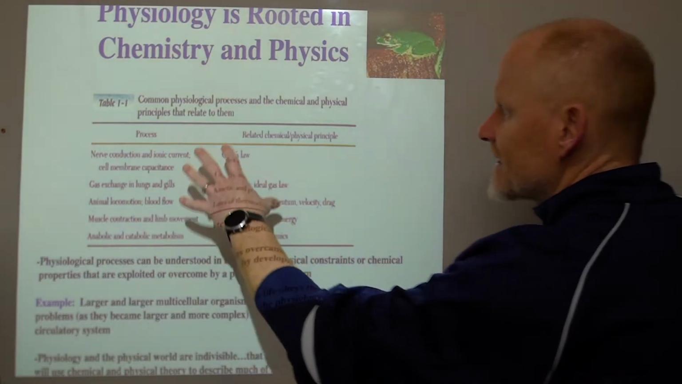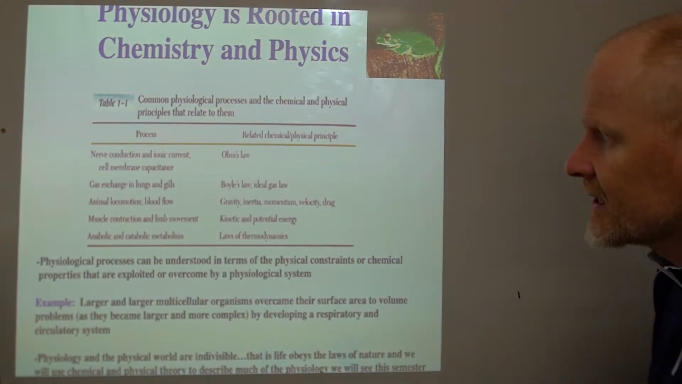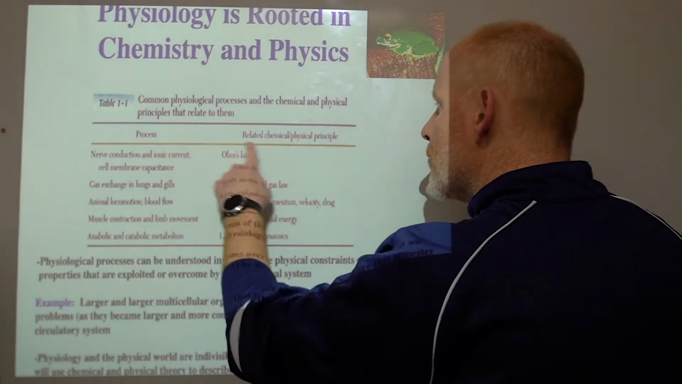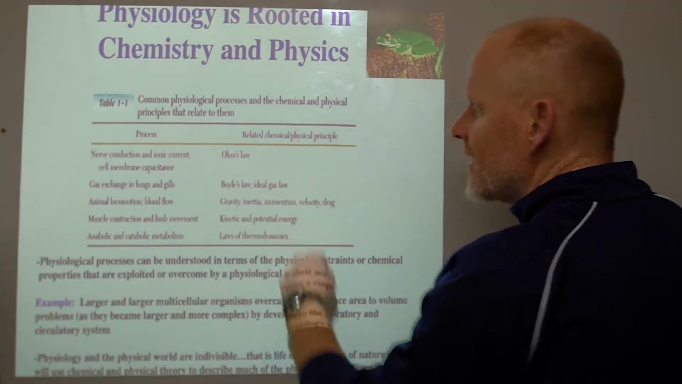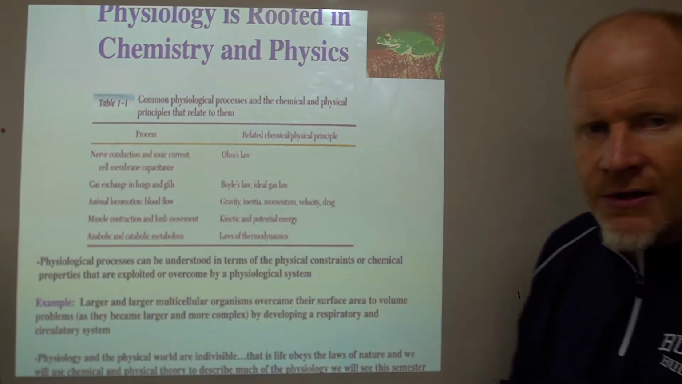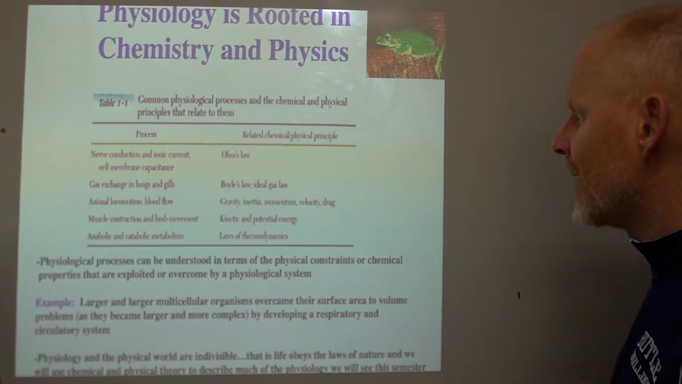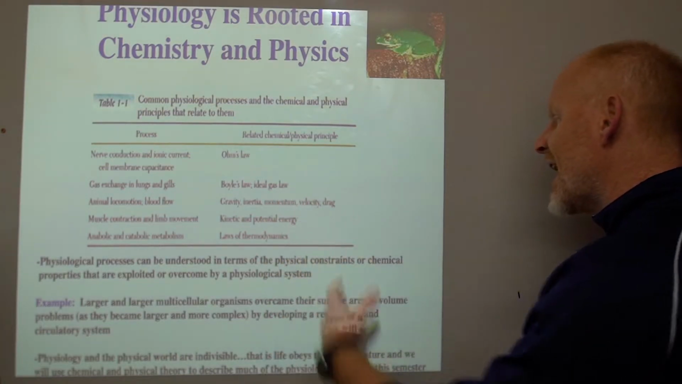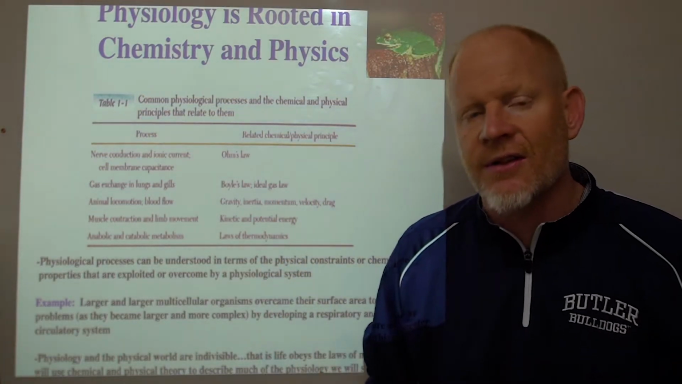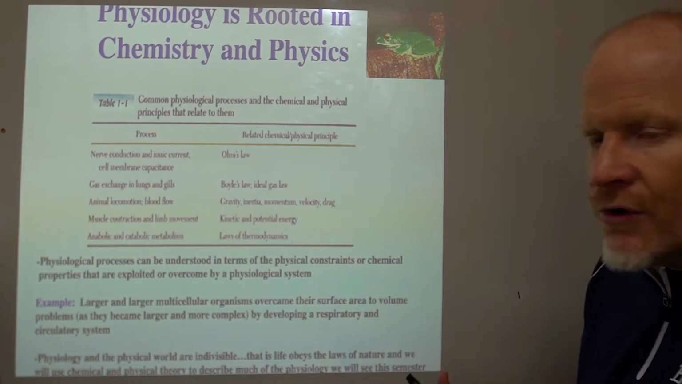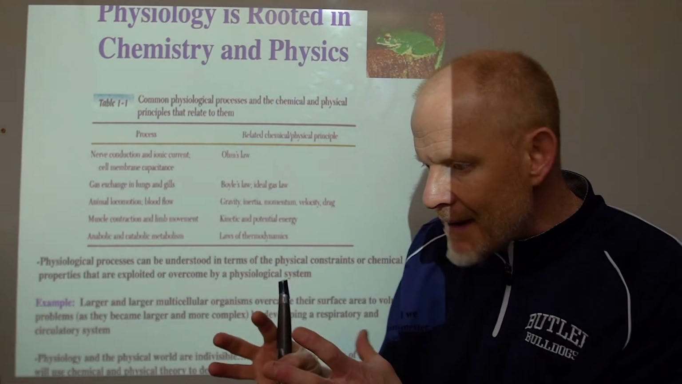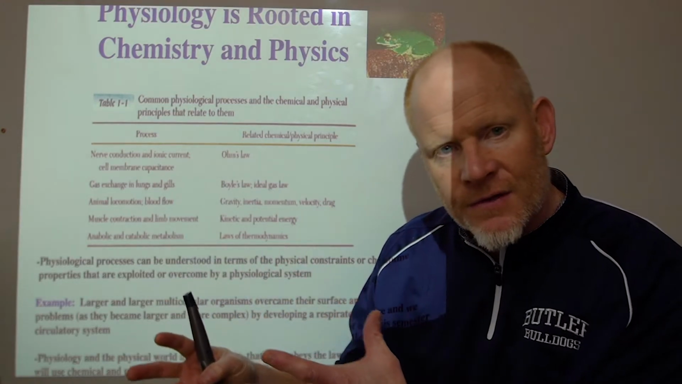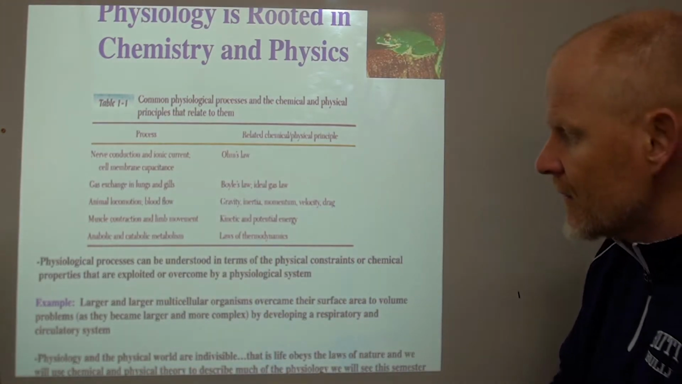So if you look at this table from an old physiology text, nerve conduction, ionic current, Ohm's law is important, a law you learn in physics. Boyle's gas laws are important in gas exchange. Those are laws that you learn in chemistry class. Gravity, inertia, momentum, velocity, drag, vectors, the laws of thermodynamics, all of those are utilized by the body. We have to build or adapt our bodies to meet those physical principles that the universe places on us.